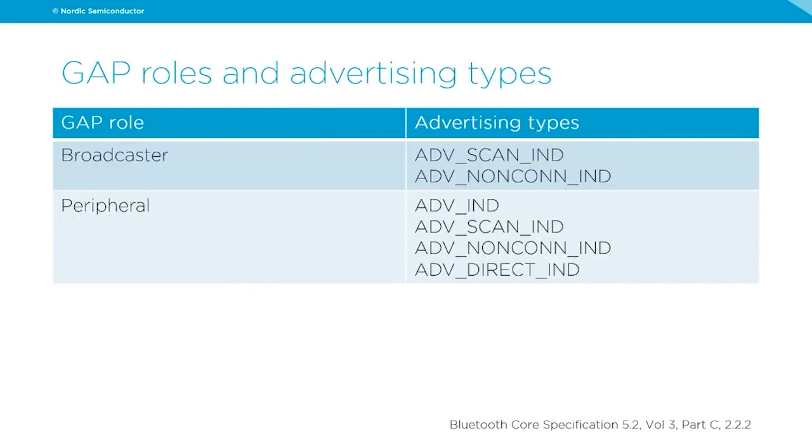Again, for each GAP role, you have different advertising types. When you are a broadcaster, you can advertise in scannable or non-connectable advertising. But when you are a peripheral, you can advertise in all 4. So if you do not support a connection, you cannot advertise as a normal ADV_IND. You have to advertise in one of these 2 advertising types.